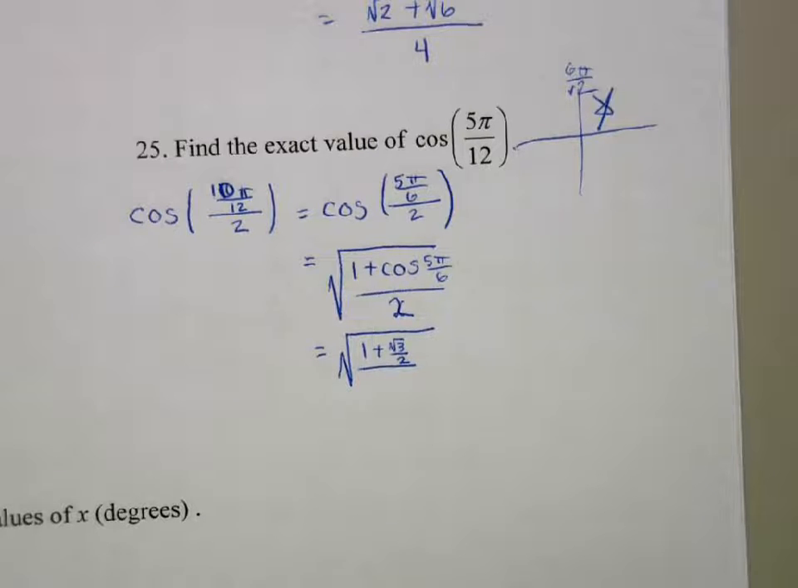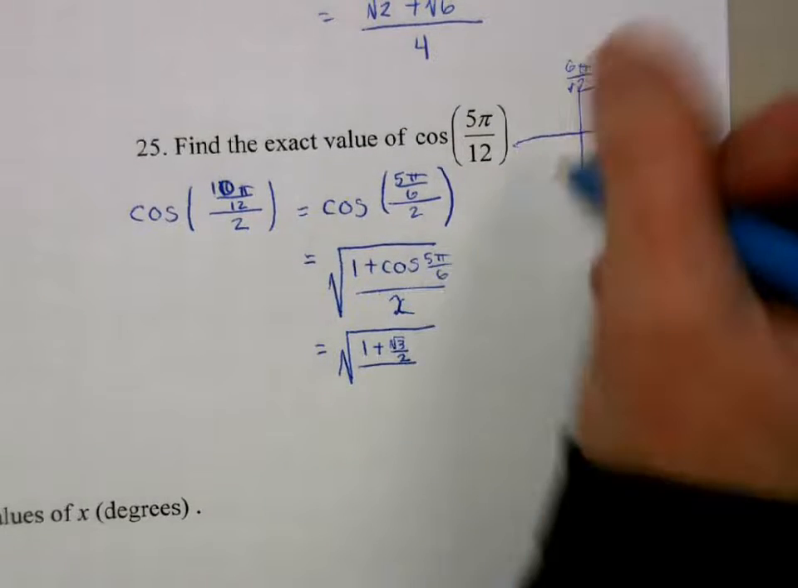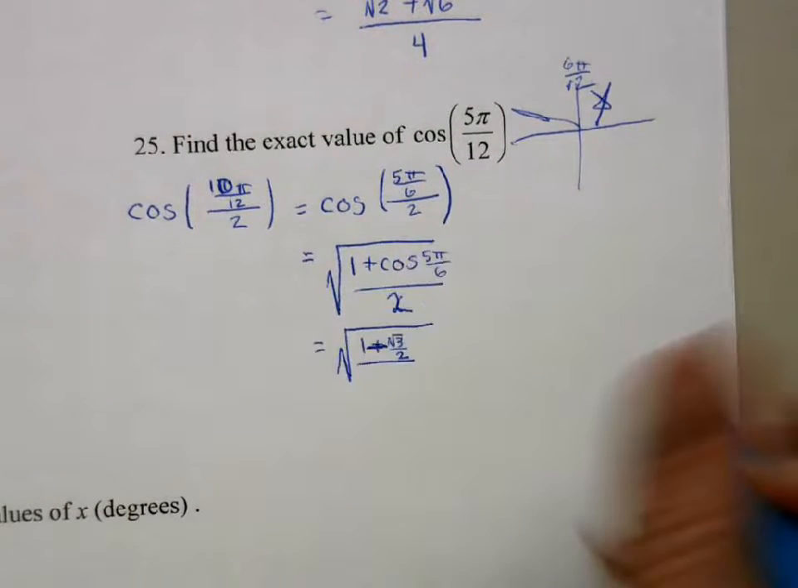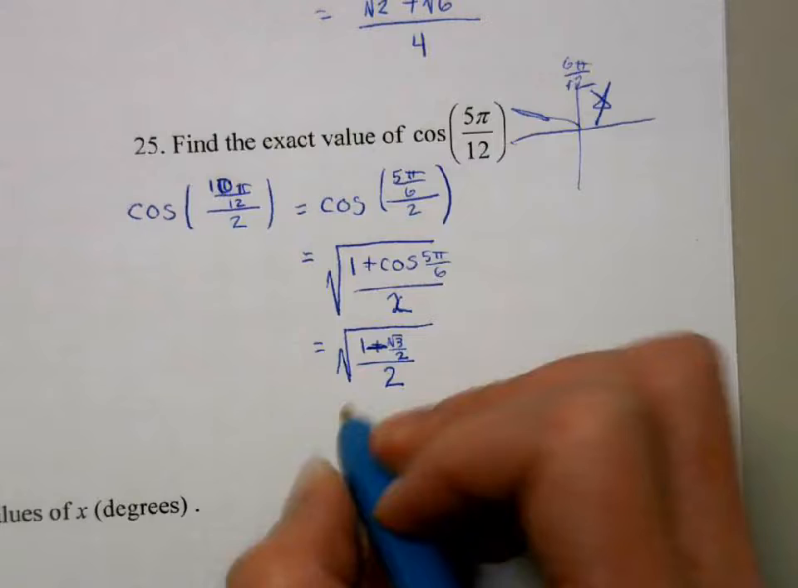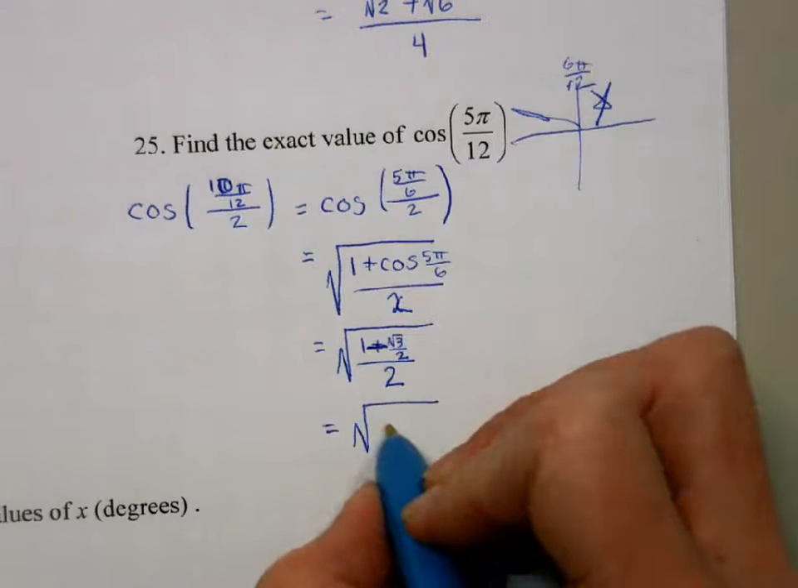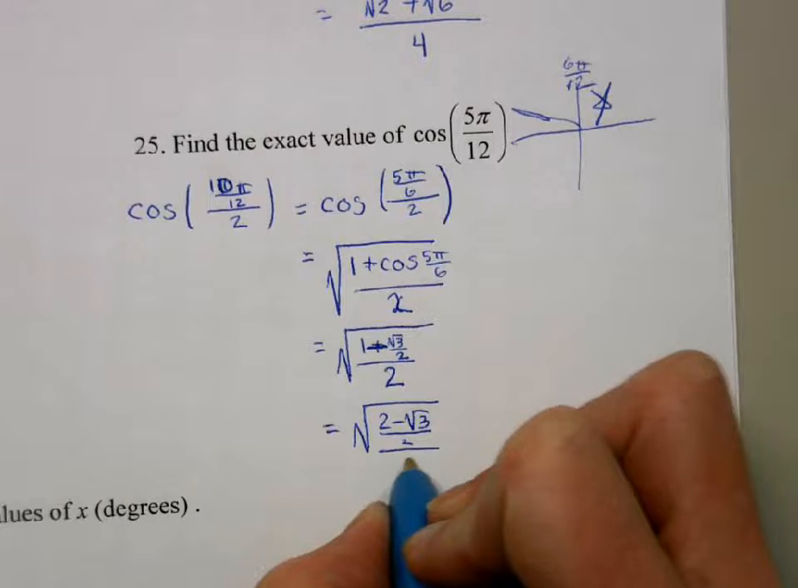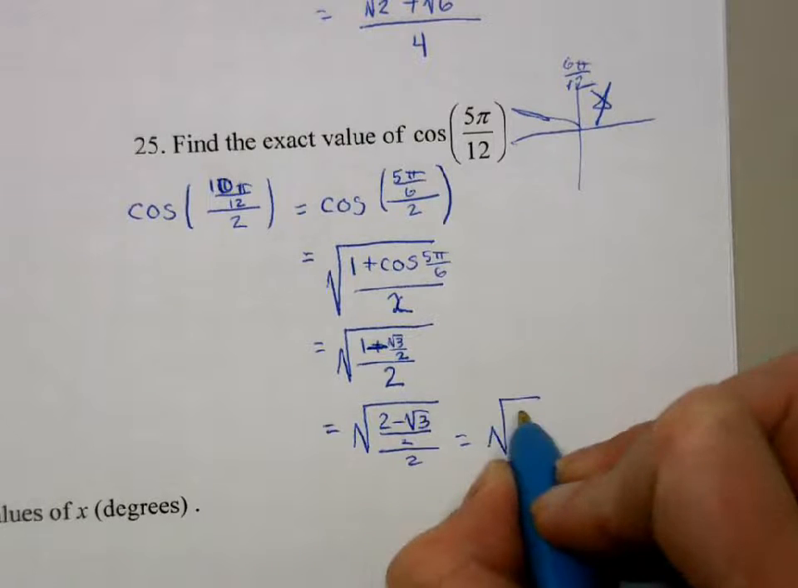5 pi over 6, the cosine value there is negative. So this should be a negative over 2. So this will be 2 minus root 3 over 2 over 2. So 2 minus root 3 over 4, which will be 2 minus root 3 over 2.